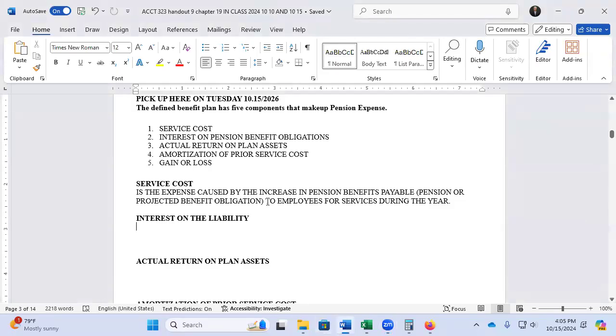Okay, interest on the liability. This is the interest expense that accrues each year on the PBO.